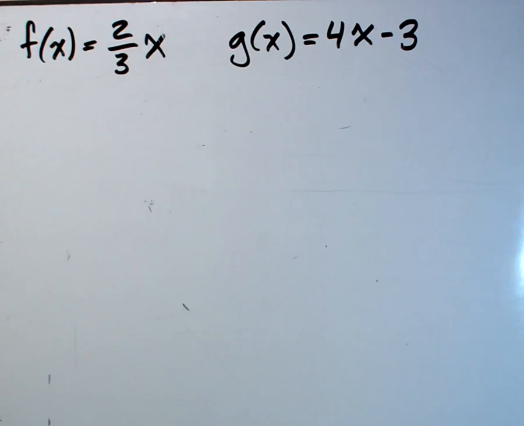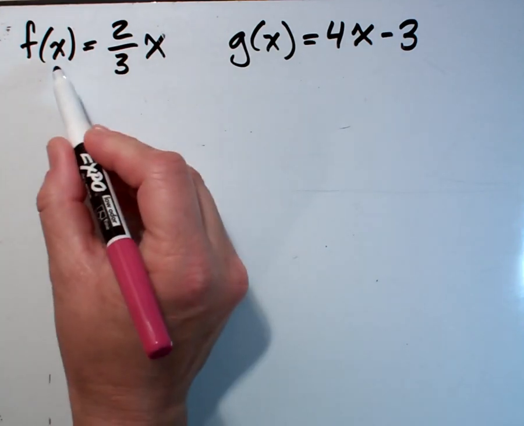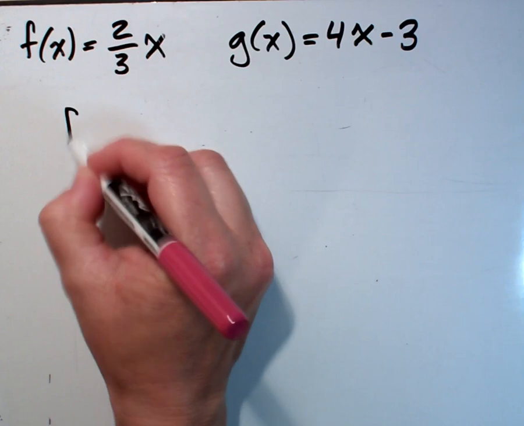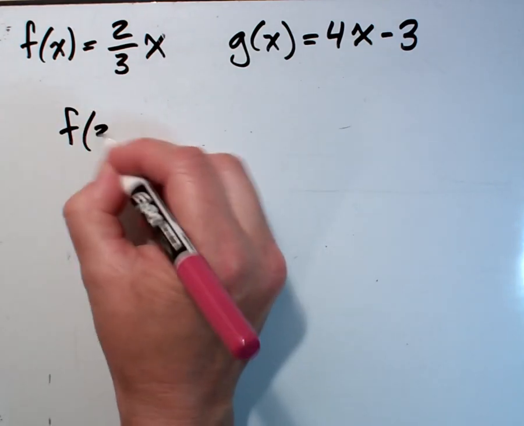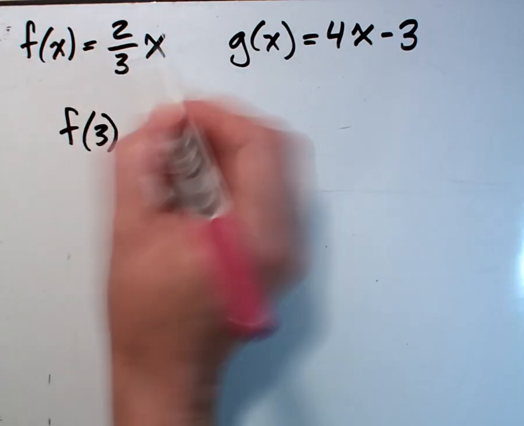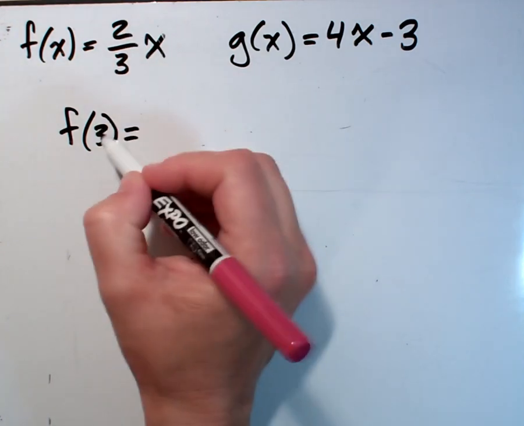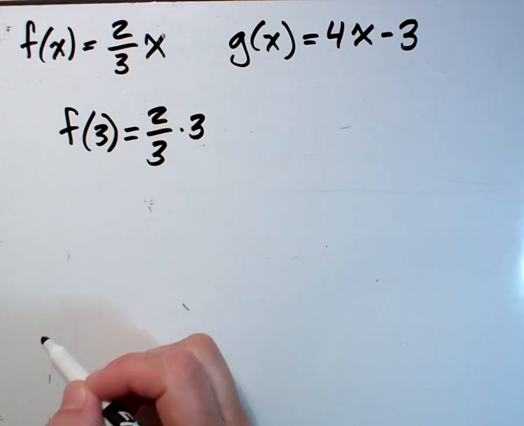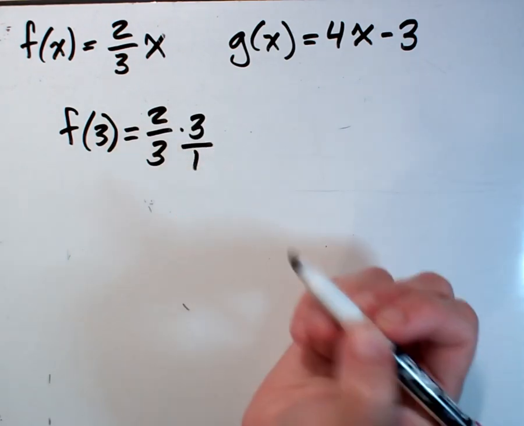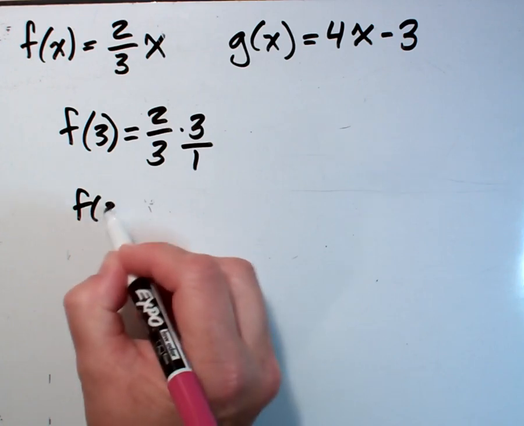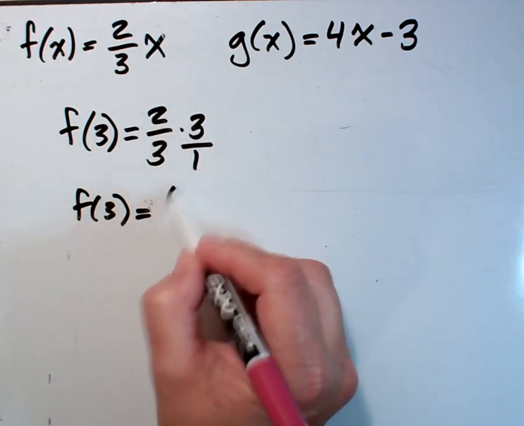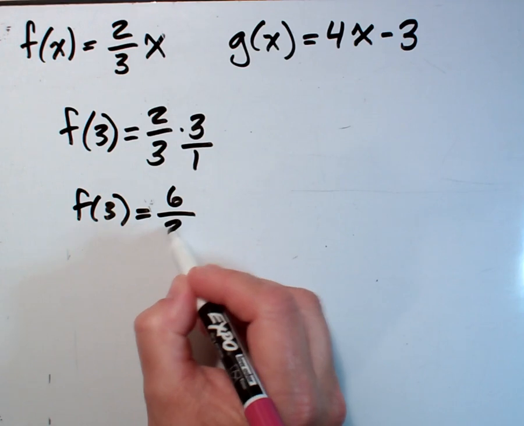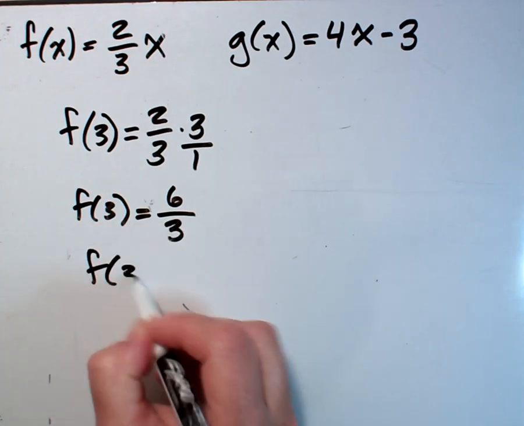All right, hi everybody. So we've already worked with function notation, and you've evaluated functions by substituting values for x. For example, if I had f of 3, I would take function f, and I would substitute 3 for the x. So instead of 2/3 times x, it'd be 2/3 times 3. And I'm going to put that 3 over 1 so I can multiply these two fractions together. And I get 2 times 3 in the numerator is 6. 3 times 1 in the denominator is 3.